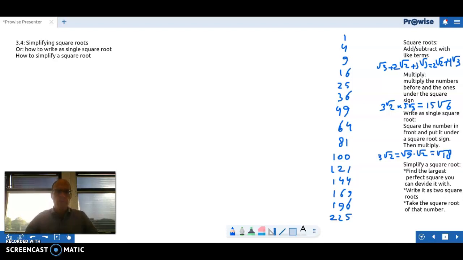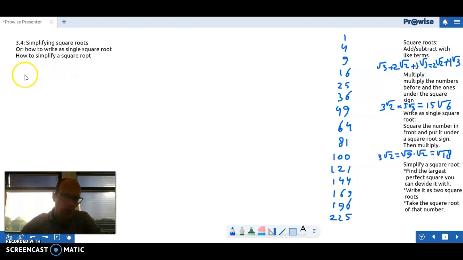It's paragraph 3.4 and it is about how to simplify square roots. What we're going to do is how to write as a single square root and how to simplify a square root. So lots of things over here. First of all, how to write as a single root. What do you have then?